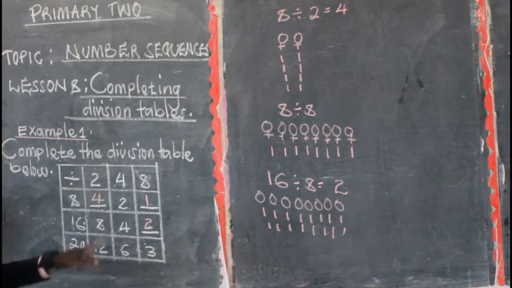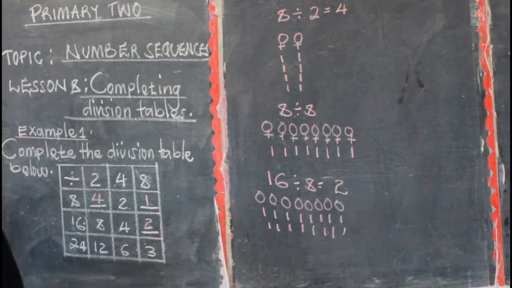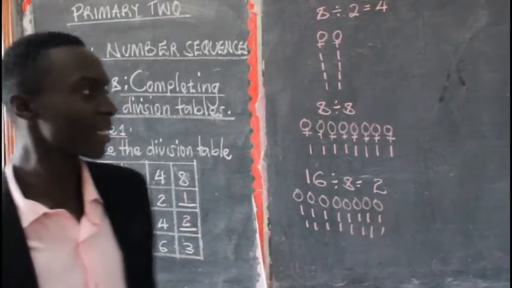24 divided by 2, you get 12. 24 divided by 4, you get this one. 24 divided by 8, you get 3. So thank you for paying attention to that example.